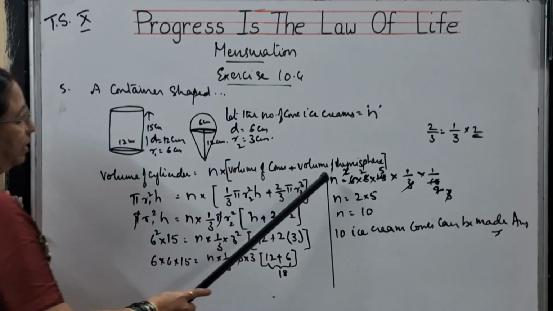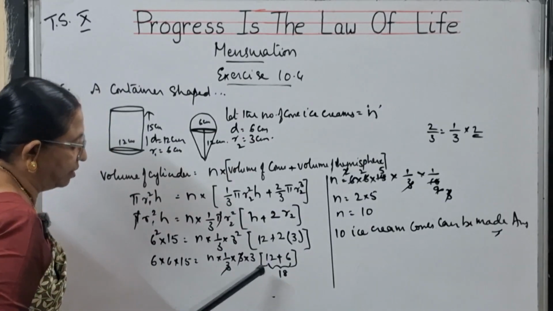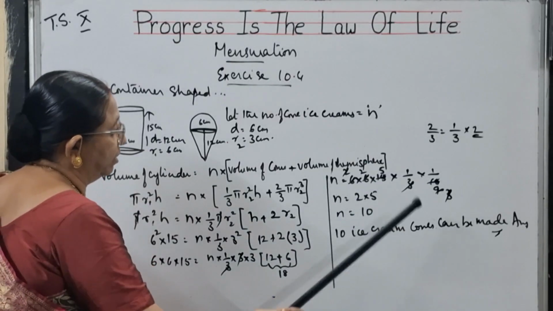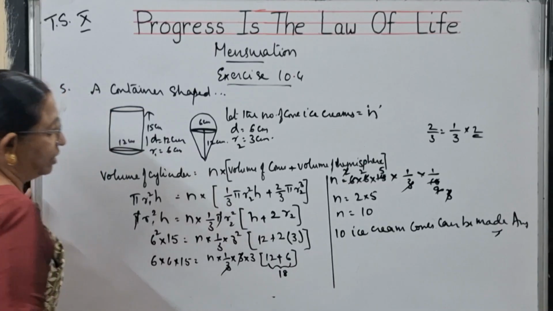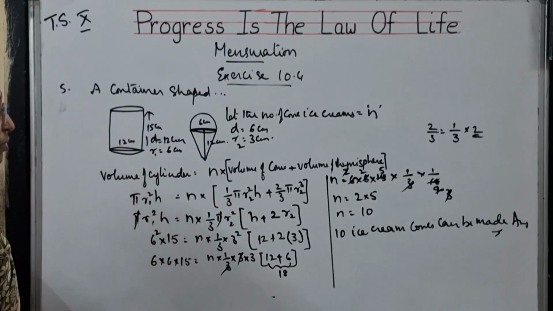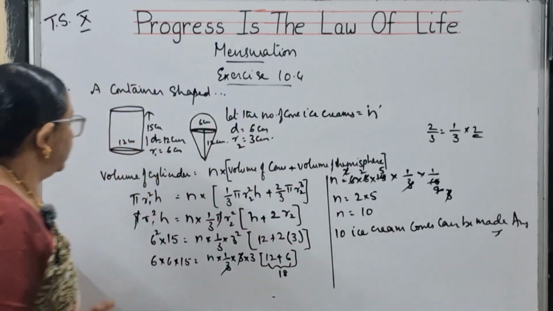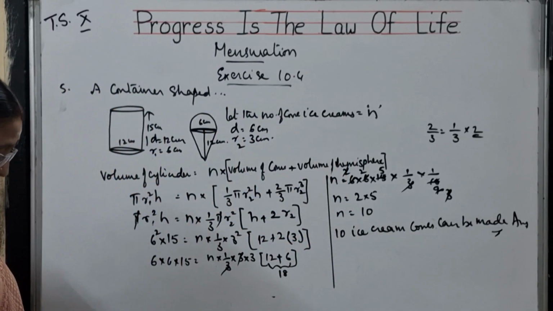Now I made n the subject. These are all values I have written as they are, but the reciprocal of these values I have to write. I have written, and after calculation I got the n value as 10. That means 10 ice cream cones can be made from the volume of the ice cream that is there in the cylinder. Please note it down, children.